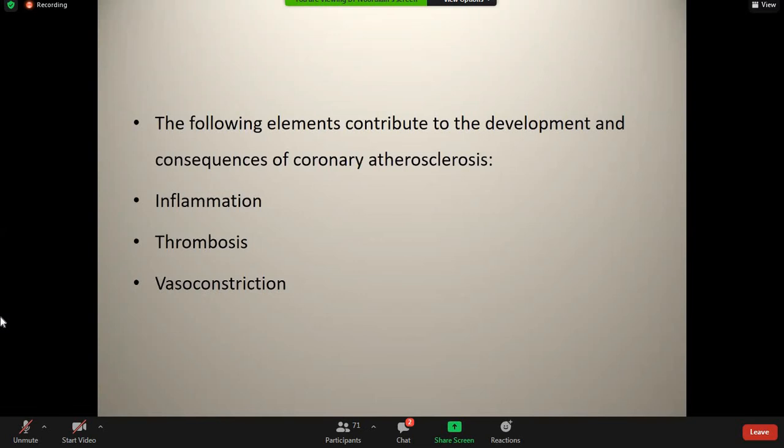Second cause is the thrombosis, associated with the eroded or ruptured endothelial surface, leading to the accumulation of platelets, platelet aggregation, and the formation of the atheromatous plaque.